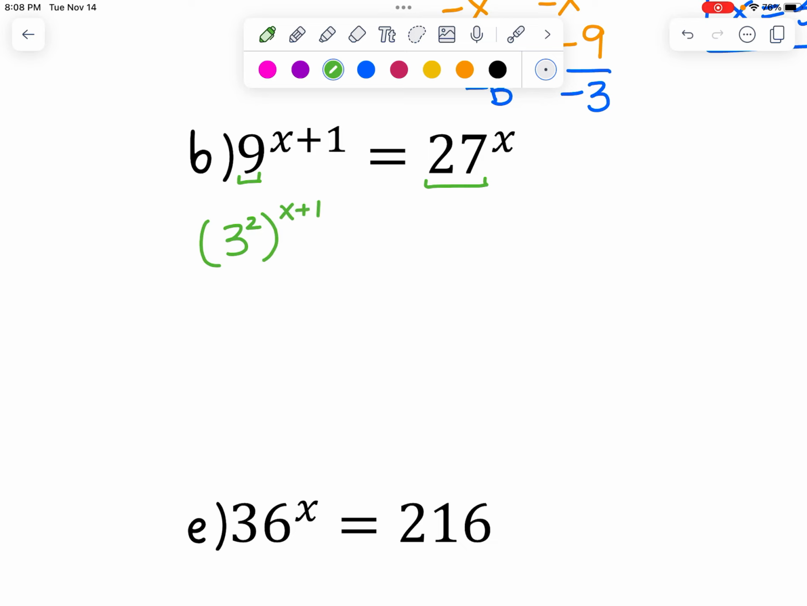Remember what I'm doing here? I'm not changing the number. I'm just changing what it looks like. Everything that I've written in parentheses should still be equal to the number we started with. 3 squared equals 9. 3 cubed equals 27. So you can always check your work. Make sure those are equal. Now that the bases are the same, I can set the exponents equal.